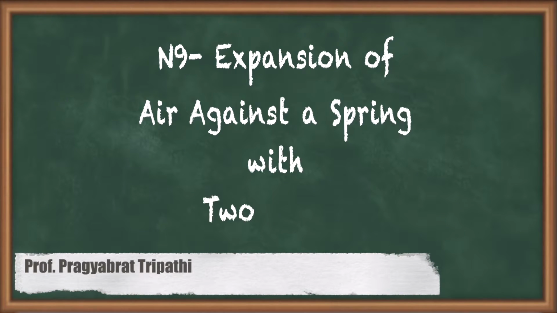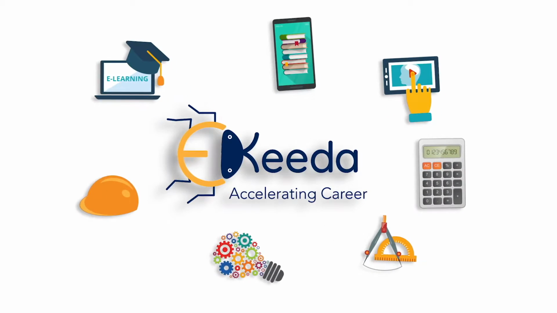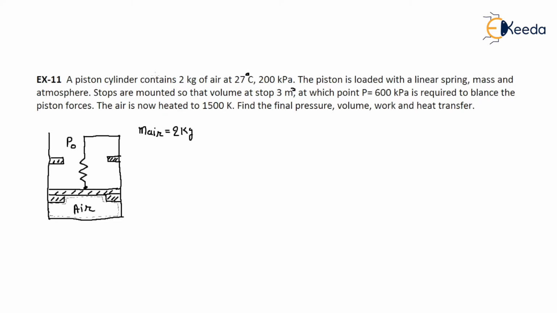Hello, my dear friends. We will continue discussing how to apply the first law of thermodynamics for a closed system, and for that we find the work transfer, heat transfer, and the property of the process. So in that regard, we have another problem.